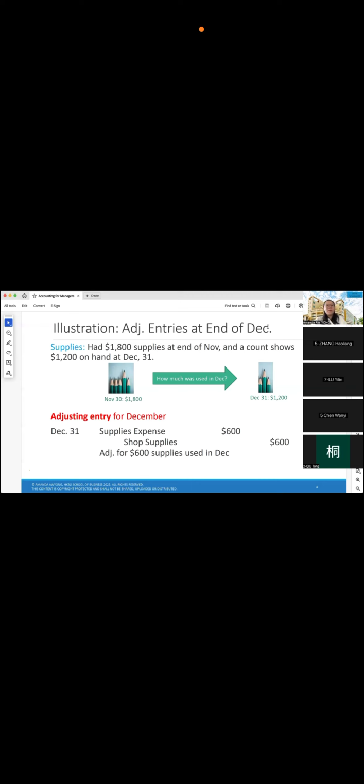In this example, at the end of November, we had $1,800 of supplies left over. And at the end of December, we realized that a physical count shows only $1,200 left over. This must mean that during the month of December, $600 of supplies was used. How did I get $600? It is simply $1,800, the beginning balance, minus $1,200, the ending balance. That gives me $600. So how do I account for adjusting entries?